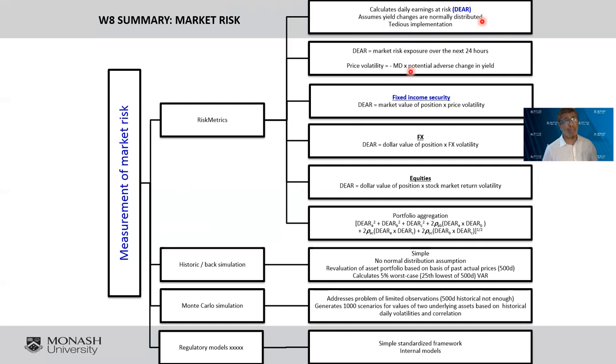The DEER starts with calculating the market exposures over the next 24 hours. And the way we do it, we get the price volatility, which is the change in the price. We take the modified duration and multiply it by the potential adverse change in the yield. And I will show you how we do it in the curve. So we have to calculate this item and this item to get the price volatility. Then multiply the price volatility by our holdings.